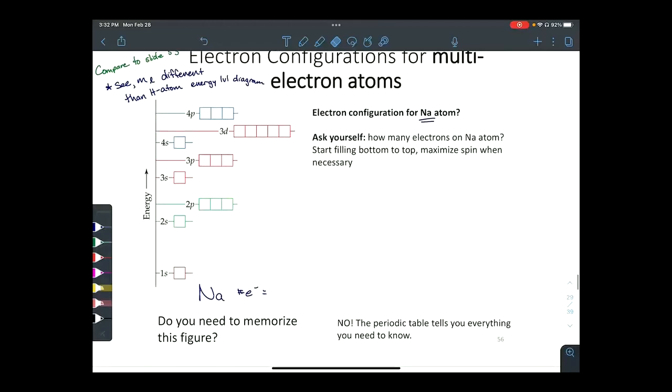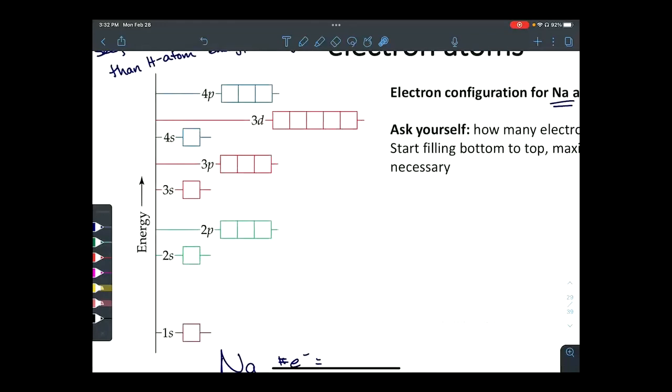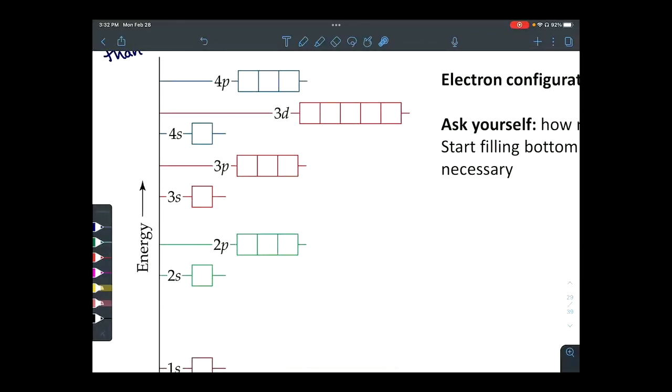So do note that the energy level diagram for a multi-electron system looks much, much different than for hydrogen. In hydrogen, all of the 3s, 3p, 3d energy levels are the same energy. But for any other element in existence, they're actually different. So keep that in mind.